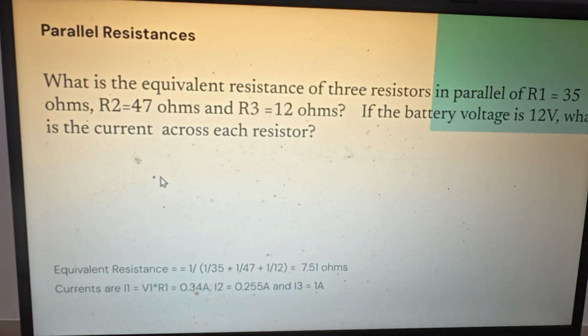Let's go to parallel resistances. What is the equivalent resistance of 3 resistors in parallel? It's the same numbers as before, except now they're in parallel. If the battery voltage is 12 volts, what is the current across each resistor?